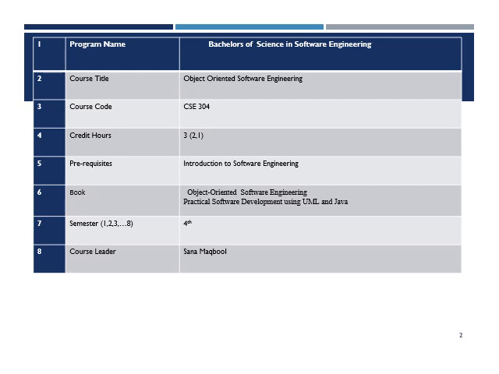Now, this is some basic information you already know. Your program name: BS Software Engineering. Our course title: Object-Oriented Software Engineering. Our course code: CSC 304. And the prerequisite, you already know. Book name: Object-Oriented Software Engineering, Practical Software Development using UML and Java. And I am your course leader, Sana Makbul.